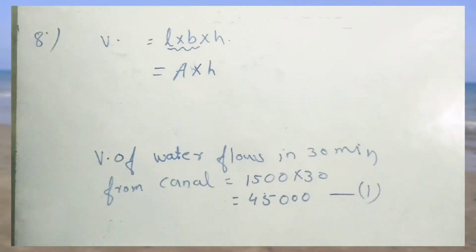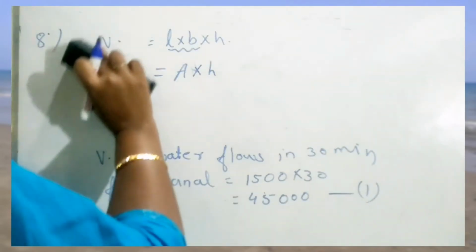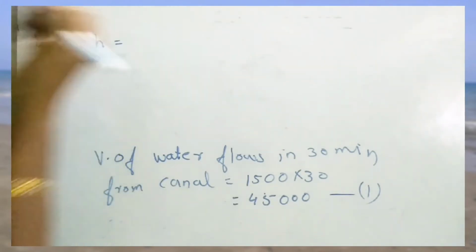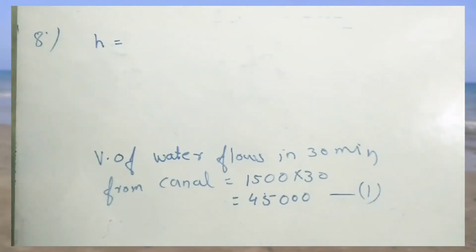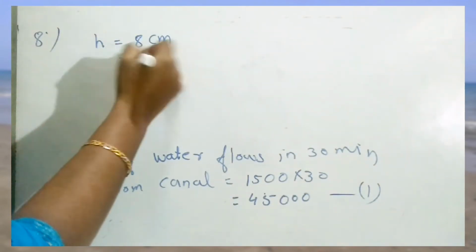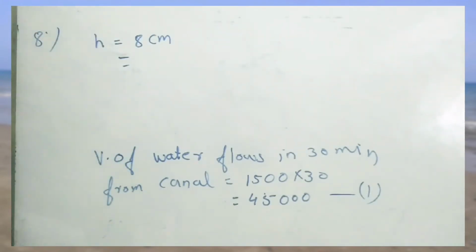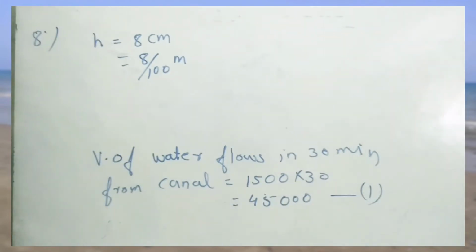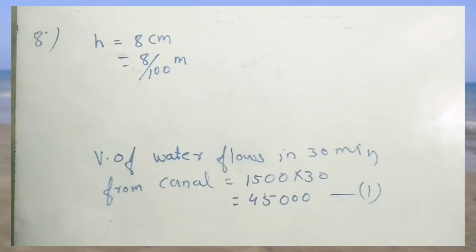So in the second part the height is given. Standing water means the height is given, that is 8 centimeter. All other information is in meter, so we need to convert it into meter, that is 8/100 meter.